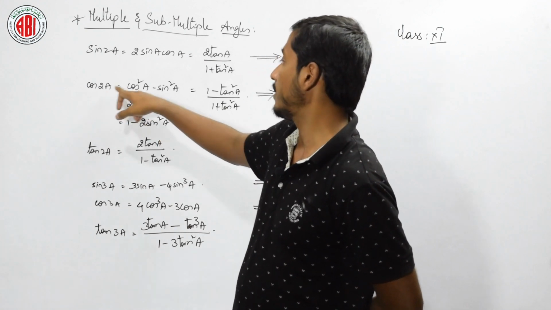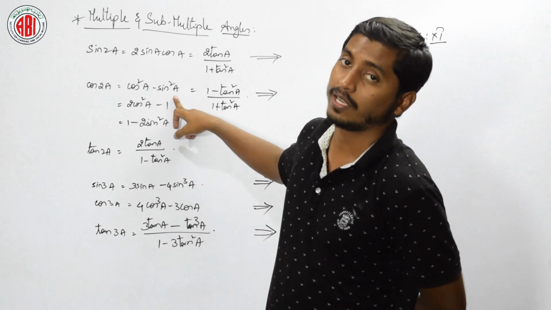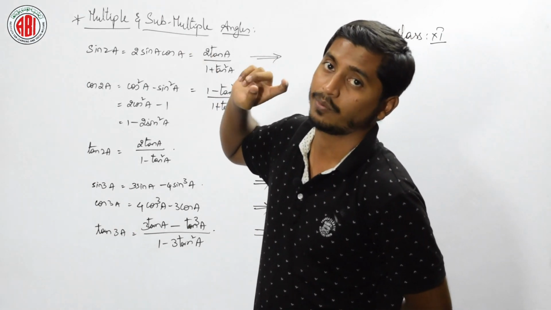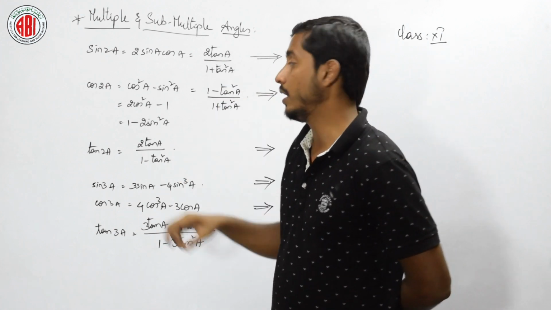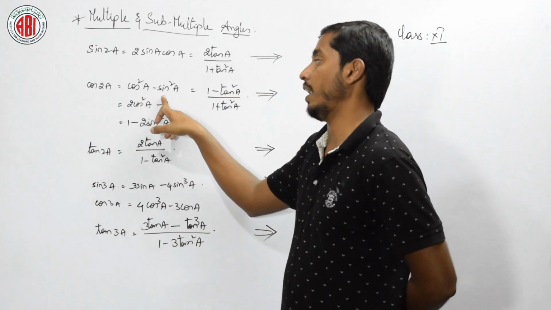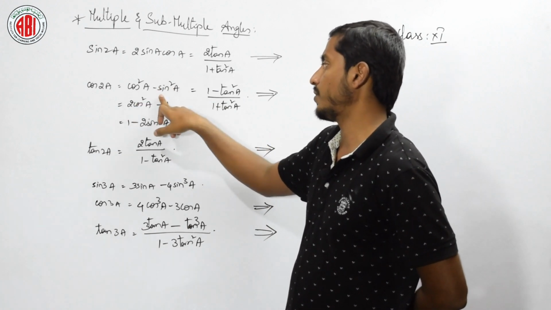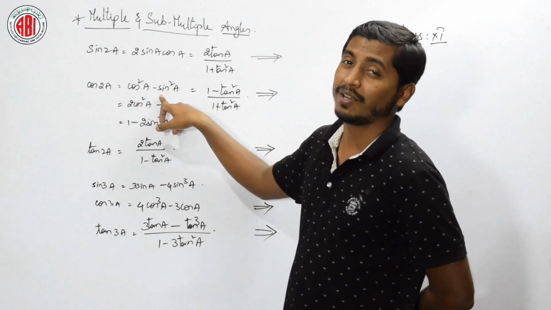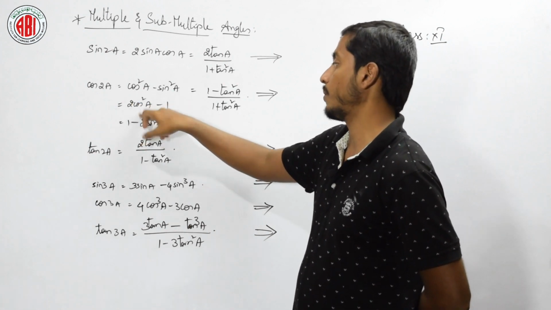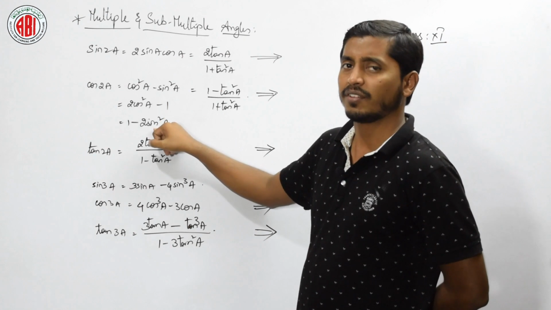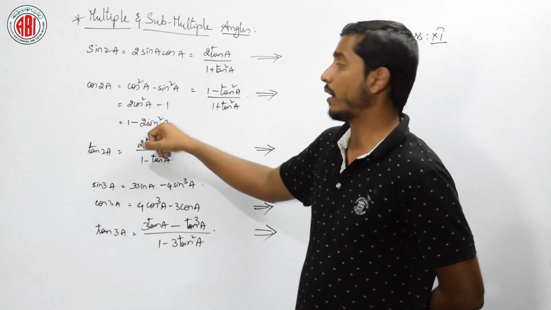The next, cos 2A is equal to cos square A minus sin square A. Do not get confused between cos square A minus sin square A and cos square A plus sin square A. Cos square A plus sin square A is always equal to 1, here it is cos square A minus sin square A. Instead of sin square A, I can write it as 1 minus cos square A, right, minus to minus plus, it becomes 2 cos square A minus 1, or in terms of sin, we can write it as 1 minus 2 sin square A.